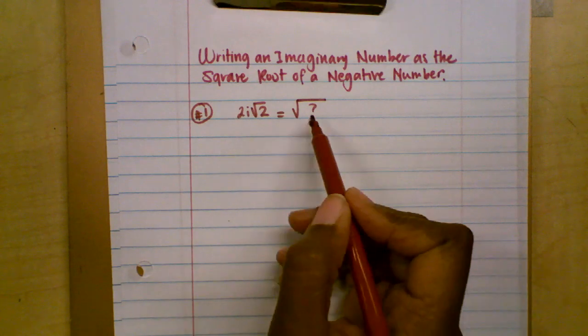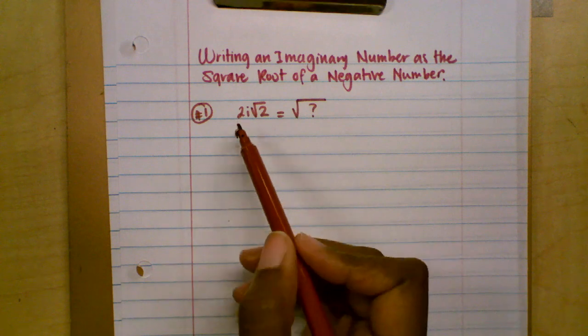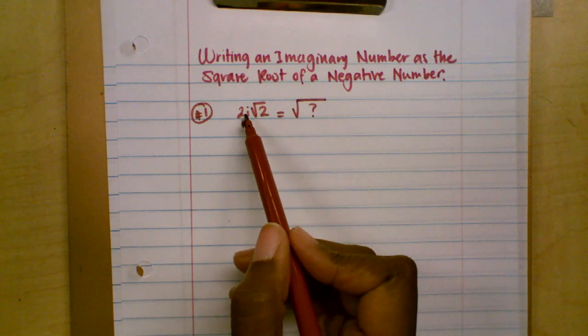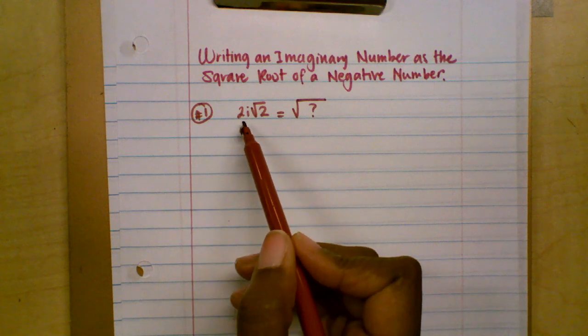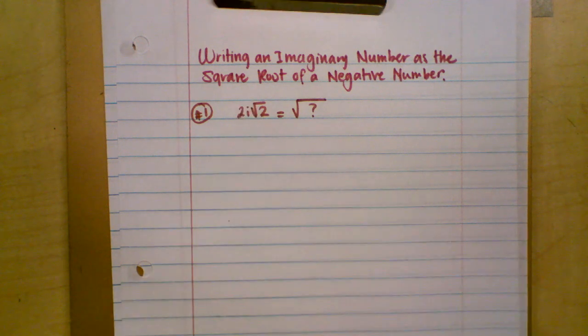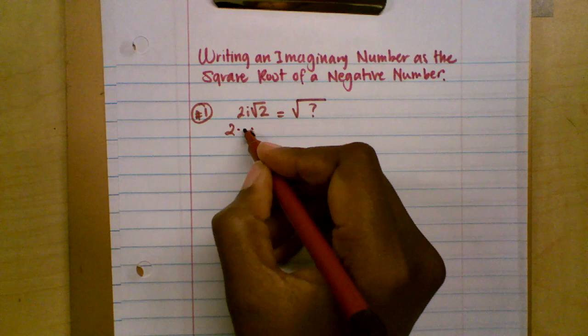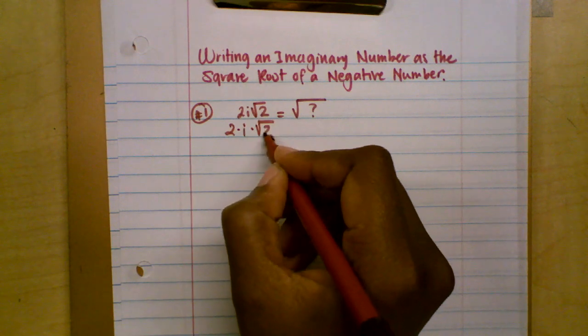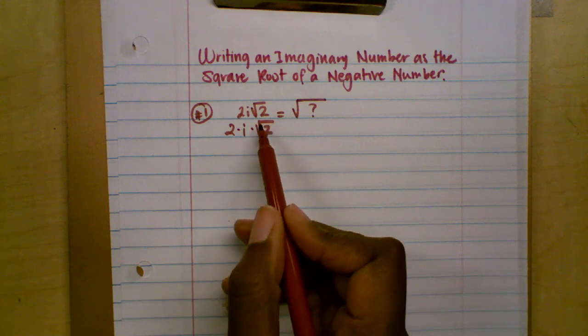So what is going to be the radicand? Let's find out. What I like to say is, if you don't see any operation between two terms, assume it is multiplication. So here you are doing 2 times i times square root of 2. The goal is to write everything as a single square root.